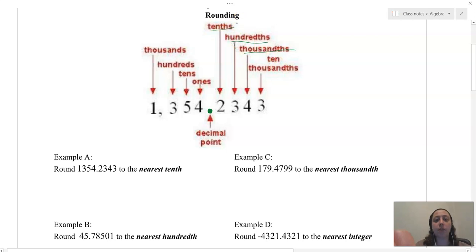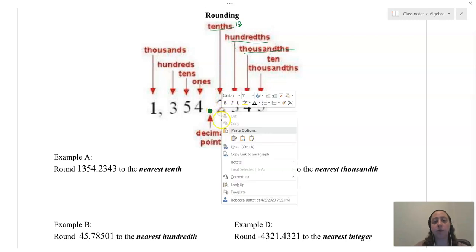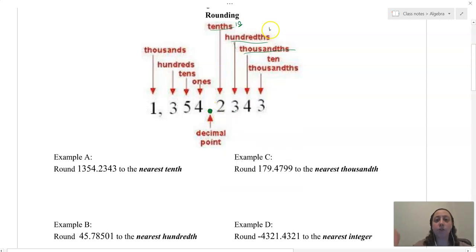And you can remember these because 10 has 1 zero in it, so it's the first number after the decimal. 100 has 2 zeros, so it's 2 numbers after the decimal. Thousandth has 3 zeros, so it's the third number after the decimal. And so on. So let's do some examples of rounding.